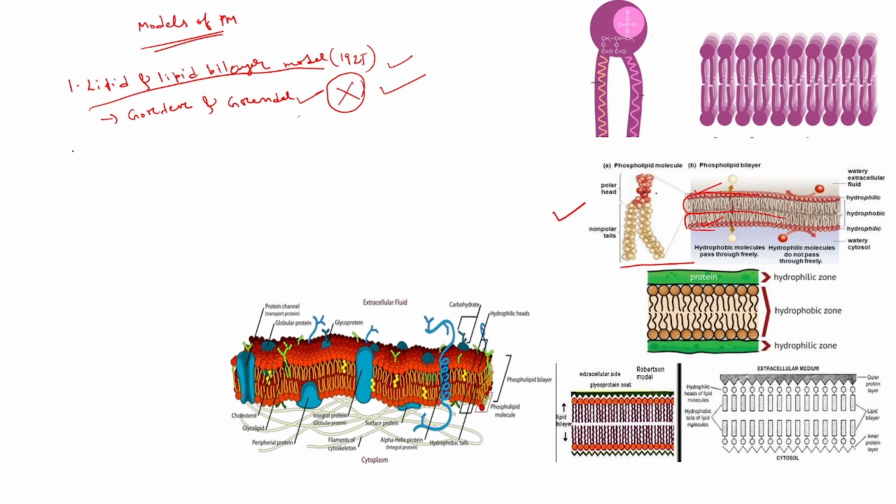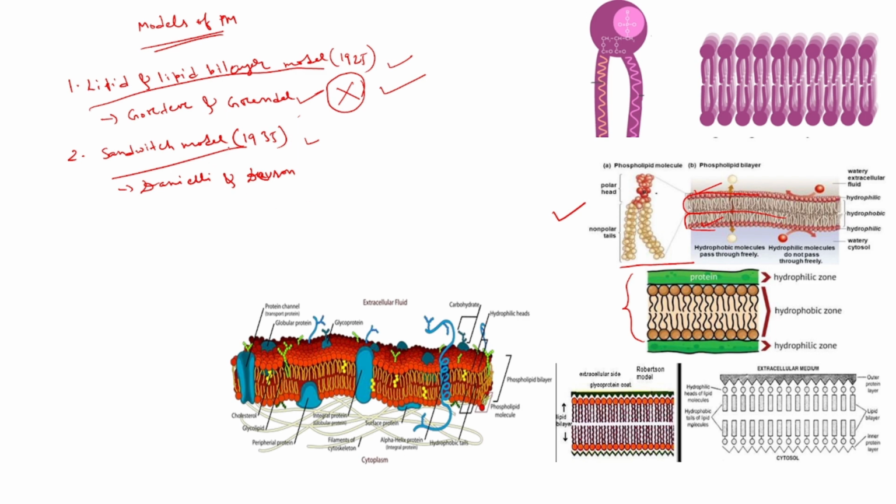So the second model is called the sandwich model. It was discovered in 1935 by Danielli and Davson. So what is the sandwich model? This type of structure is called the sandwich model, which was discovered in 1935.